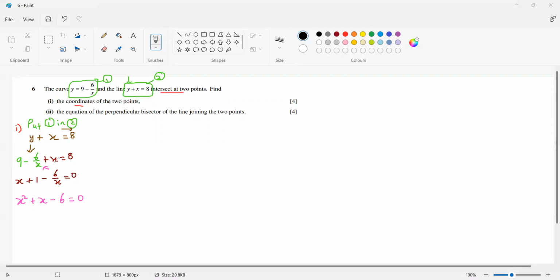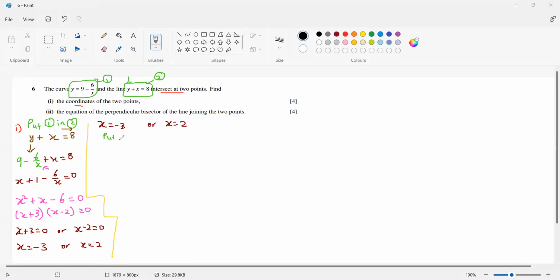And then from here, we can factorize it. So it becomes x plus 3 and x minus 2 equals 0, from which we get the two values of x: x plus 3 is 0, or x minus 2 is 0. The word is "or" because they're two different solutions. So x is negative 3, or x equals 2. Okay, now we need to find the coordinates, that means even the y values. So let's put back x equals negative 3 or x equals 2.